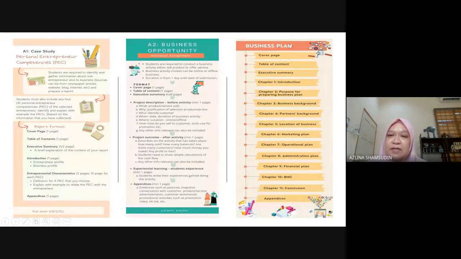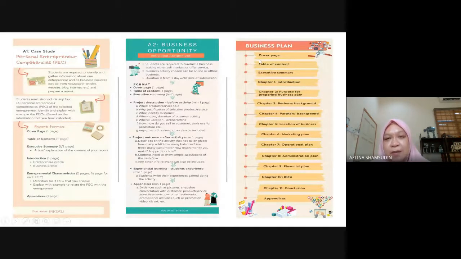Next we have the business plan. As usual we have a cover page, table of content, executive summary, chapter 1 until chapter 11 and appendix. This is the group assignment, where ideally there should be at least 5 members in a group. Don't do it in twos or threes, it's heavy work. So better to be many, so that you can share the burden.